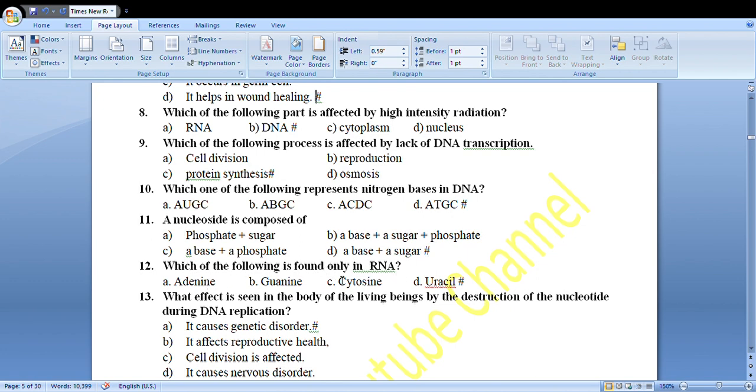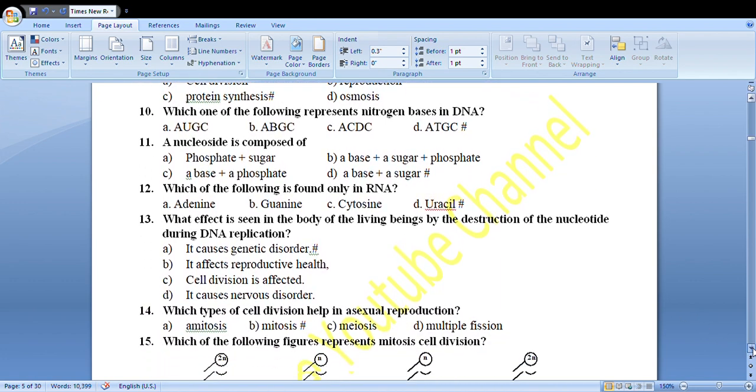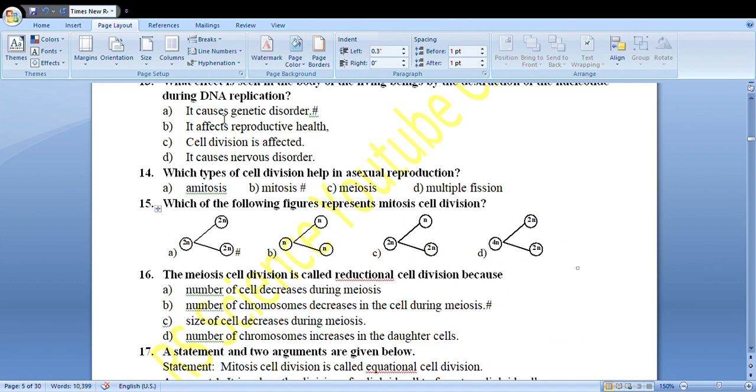Which of the following is found only in RNA? Uracil. That nitrogen base uracil is found only in RNA. In DNA, only thymine is found, but in RNA, uracil is found. What effect is seen in the baby of a living being by the destruction of nucleotide during DNA replication? The correct answer is it causes genetic disorder.